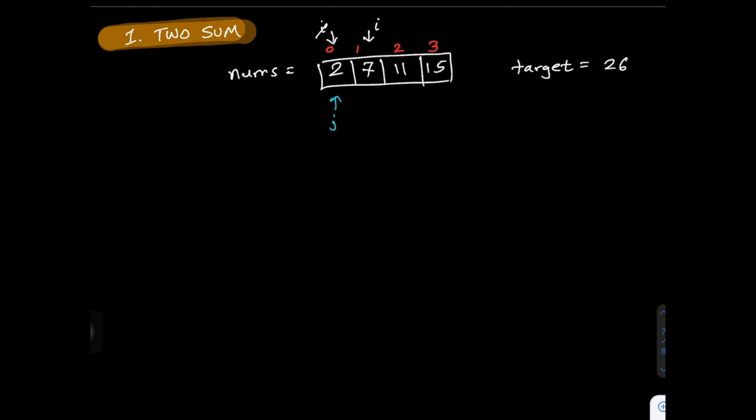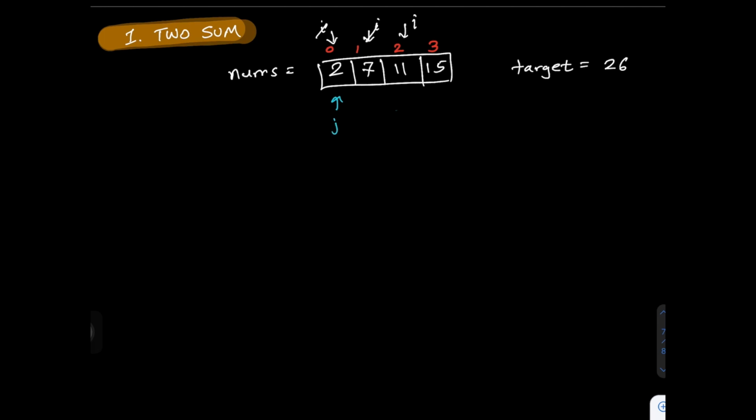So again, 7 and 2 don't add up to be 26. So we move on to this value. 11 and 7 is 18. No, it does not work. What about 15 and 7? No, it's 23. It also doesn't work. So then our i moves on to the next value, which is 11. And our j pointer is again reinitialized, and then we look for the first value.